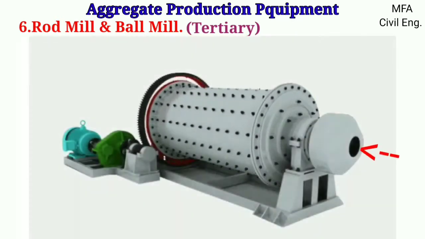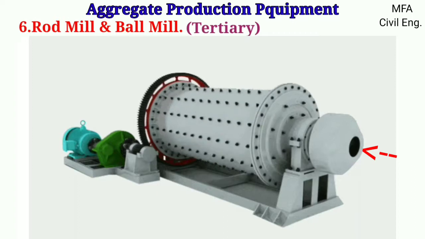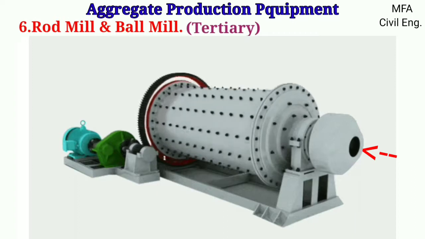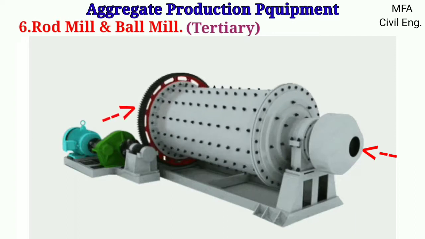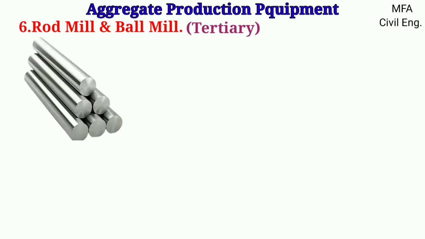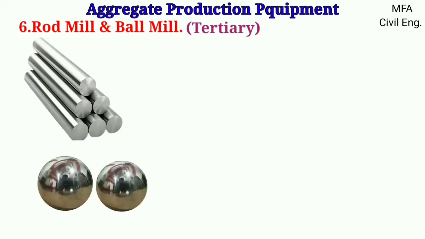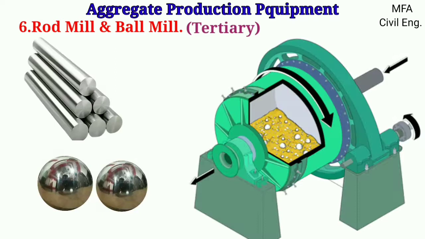Crushed stone is fed through the inlet and the fine aggregate of the size of sand is discharged at the other end. If the rods are replaced by steel balls to provide the impact required to grind the stone, the crusher is known as the ball mill crusher. The size of the balls generally used is 50 mm in diameter.